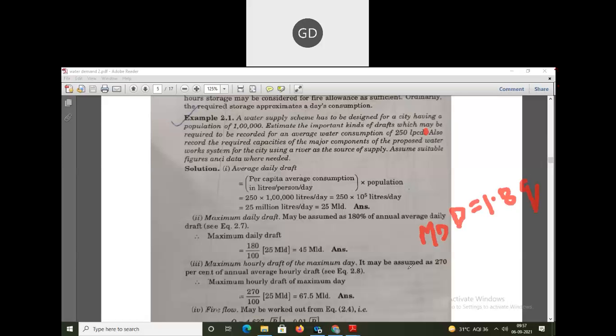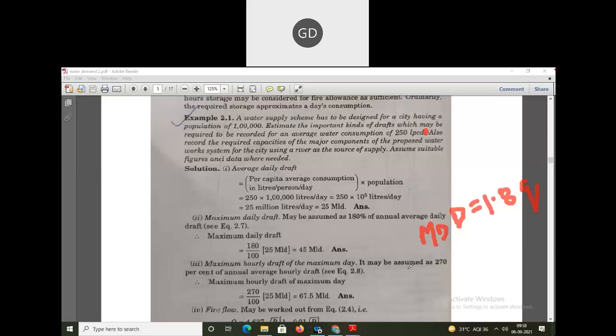So now you have to know what this is. You have to find out this Q because Q is not given. So Q is what? This is the average daily demand or average daily draft. So how will you find out the average daily draft? The population is given to you, and the average water consumption is also provided to you. If you multiply the population and the average water consumption, you will get the average daily demand of the city, or of that population.